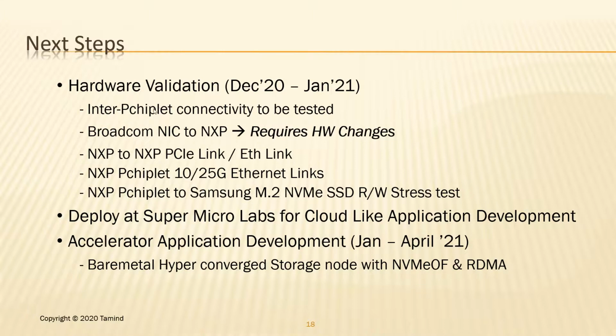We have to do the inter-chiplet connectivity test, which will be a Broadcom NIC to NXP. That requires a little bit of a hardware change. We are working on the next version of the interposer card that will have it, so we should have it by Jan 21st, and we should have that test done too. Then we are going to be doing NXP to NXP PCIe link and Ethernet link tests. And then we'll be doing the QSFP to NXP pitchlet test.